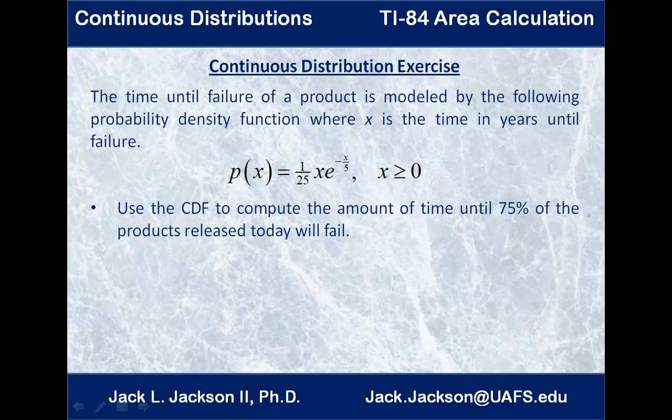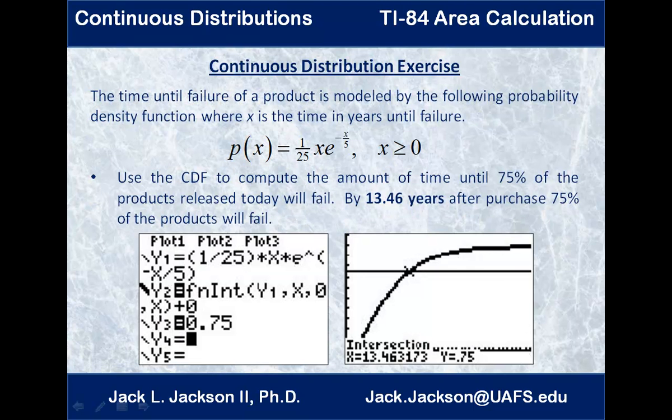Well, here's another inverse probability for you. Find the amount of time it takes until about 75% of the products released will fail. So if they release them today, how long will we wait till 75% of them don't work anymore? Press pause now and figure that out. Well, just change the 0.5 to 0.75. That raises your horizontal line up. Do a calc intersect, and that turns out to be about 13.46 years after purchase when 75% of the products will fail.